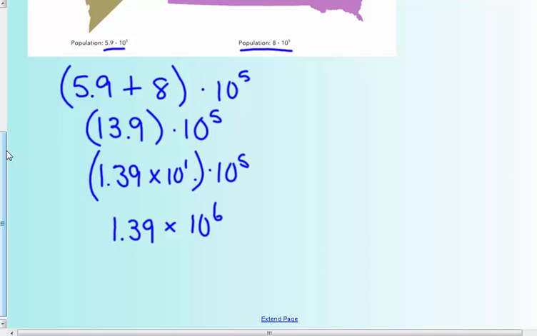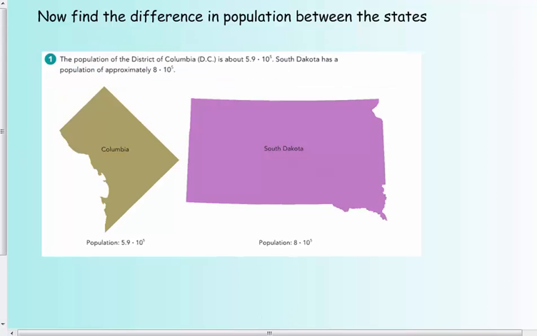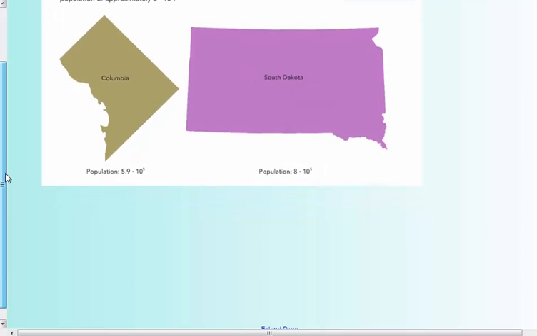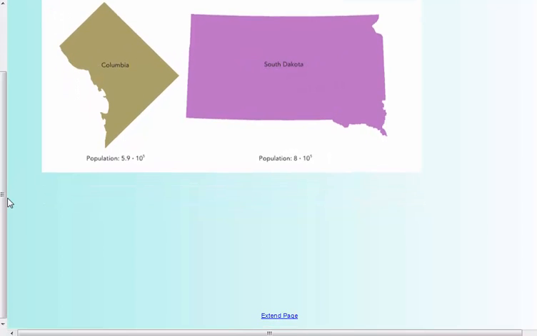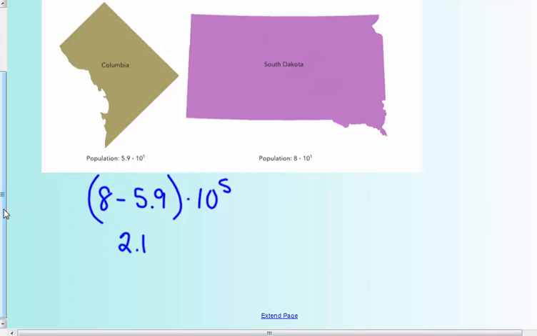The next problem wants us to find their difference. Same two states, now find the difference in their population. The larger is the population of South Dakota, 8, taking away 5 and 9/10ths from the District of Columbia. Their common factor is that 10 to the 5th power. Subtracting those, I'm going to get 2 and 1/10 times 10 to the 5th. That number is in scientific notation, so no adjustment needed.